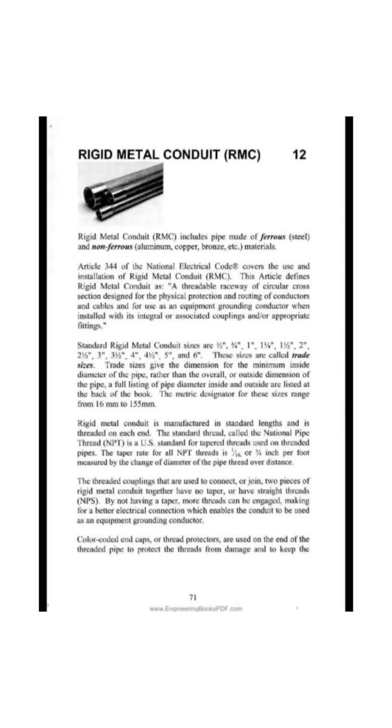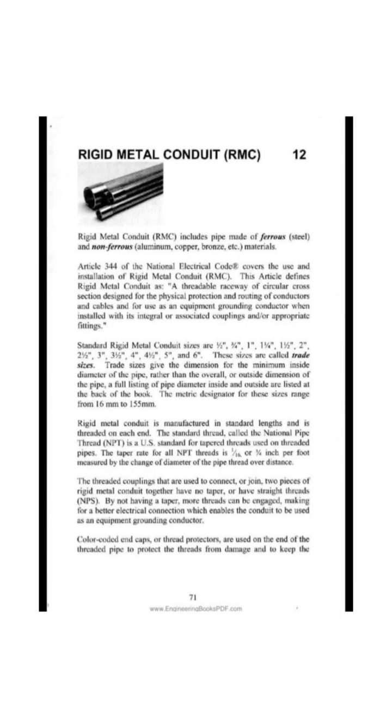These sizes are called trade sizes. Trade sizes give the dimension for the minimum inside diameter of the pipe, rather than the overall or outside dimension of the pipe. A full listing of pipe diameter inside and outside are listed at the back of the book. The metric designator for these sizes range from 16 mm to 155 mm.